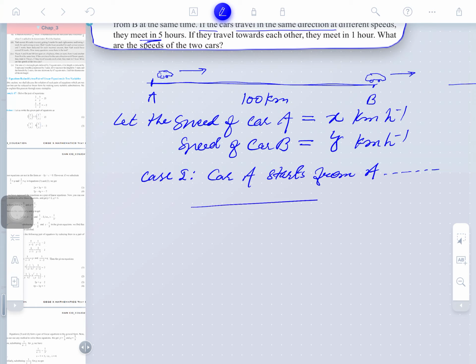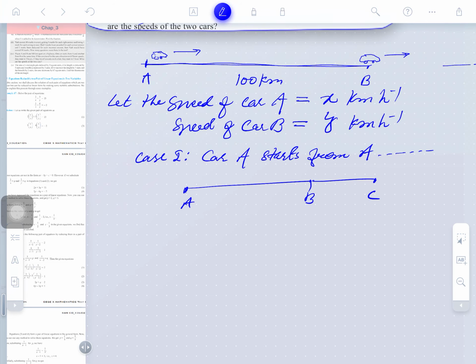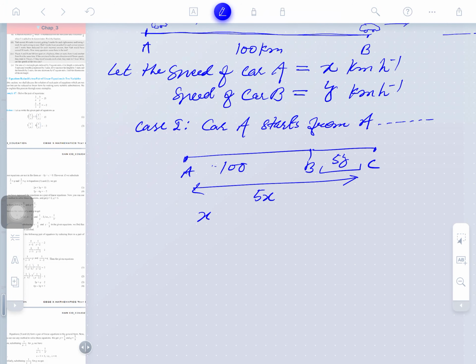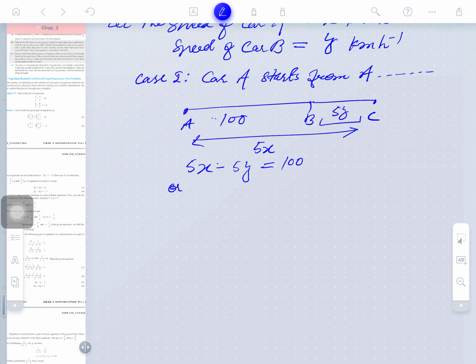So what is the first case? Just understand, it's point A, it's point B. Suppose they meet at C, here. Obviously this distance is traveled by x, so it's 5x, and this distance is traveled by y, so it's 5y. What is this distance? It's 100 here. So the equation is 5x minus 5y is equal to 100. 5 is common, so x minus y is equal to 20. Equation 1.